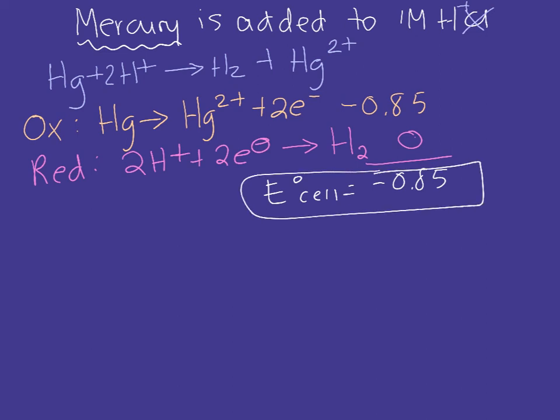And because this is negative, that means we come up here and these two things will not form. We're actually going to get no reaction. Okay, so basically just nothing would change. So you would not get hydrogen gas. The mercury would just sit in the bottom of the beaker with the acid and roll around in there.